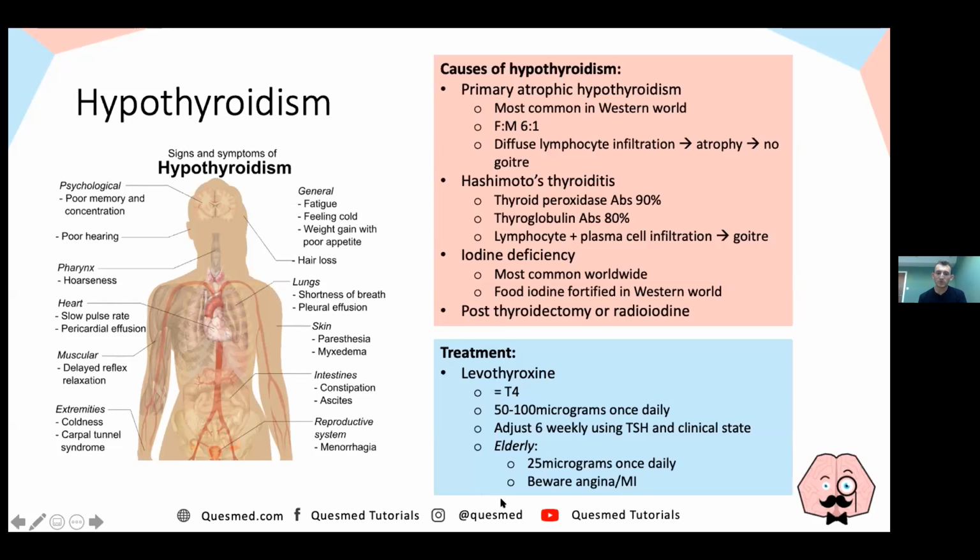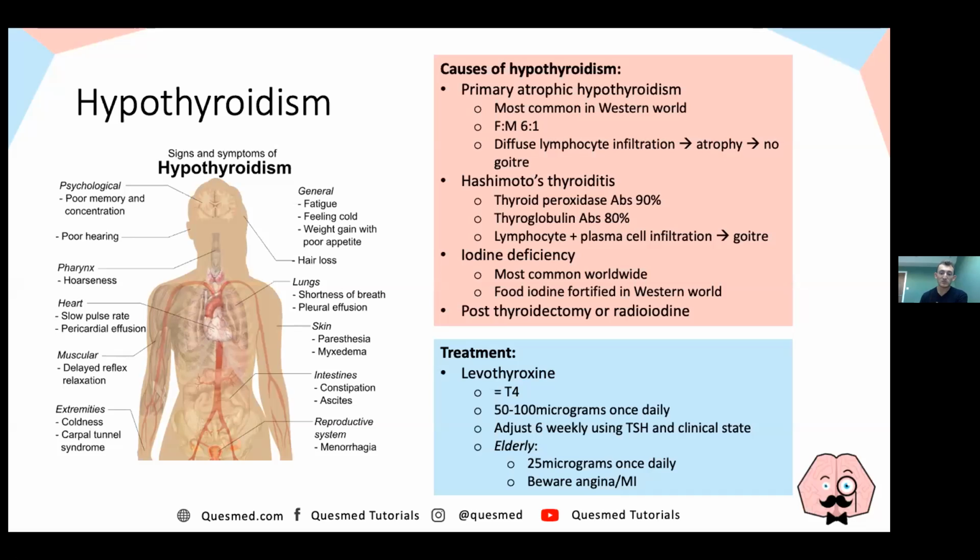And treating hypothyroidism is fairly straightforward. You just give thyroid hormone. So levothyroxine is thyroid hormone, or T4, and then that will be converted to T3 in the periphery. You can start on a dose of 50 to 100 micrograms once daily, and then you can check the TSH after 6 weeks of changing the dose, and also assess the clinical state to see if the patient is still symptomatic or not. And then you can modify the dose based on the patient's clinical state and the TSH.